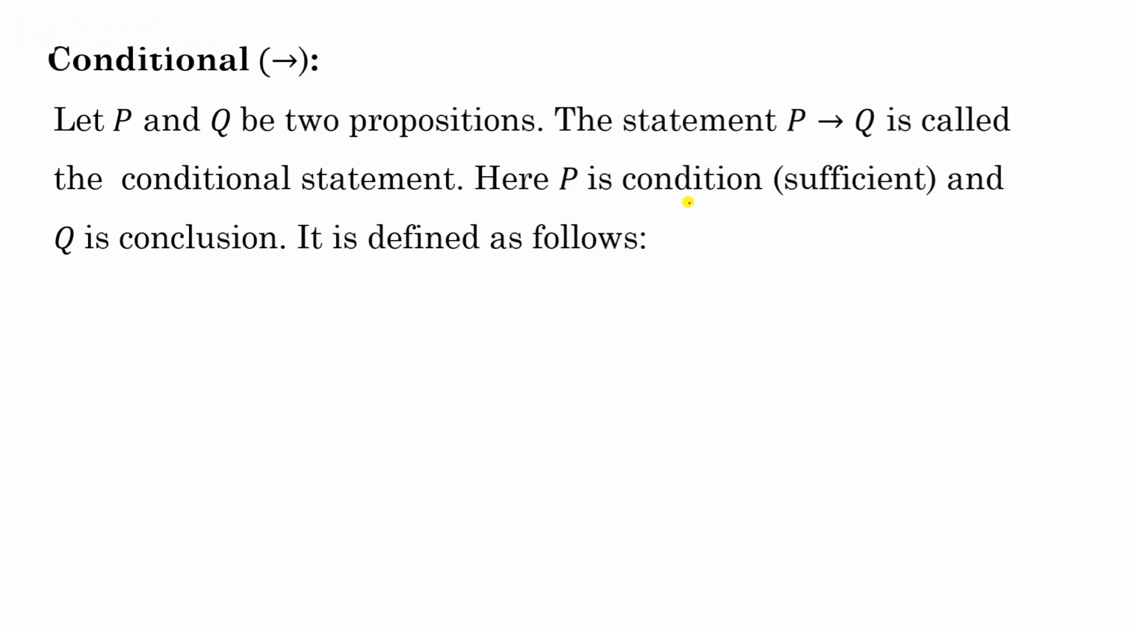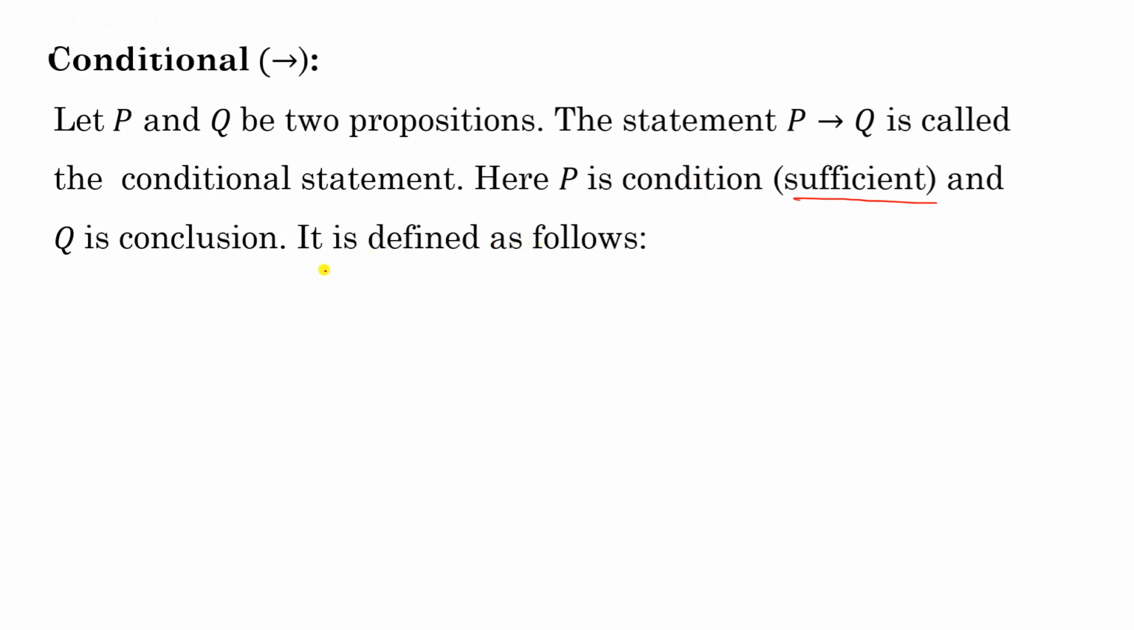Here P is the condition. Which type of condition is this one? This is a sufficient condition. Generally, we discuss two types of conditions. One is necessary, another is sufficient. Sufficient means more than necessary. So here P is a sufficient condition, meaning more than necessary, and Q is the conclusion.